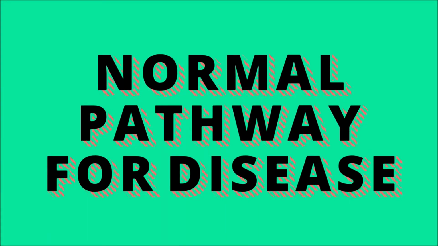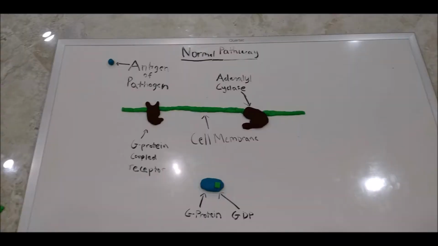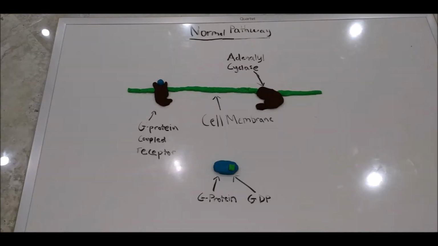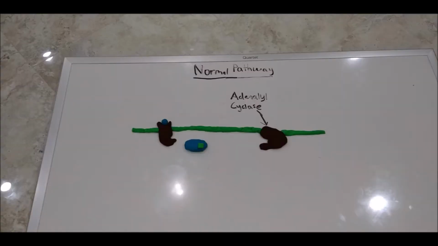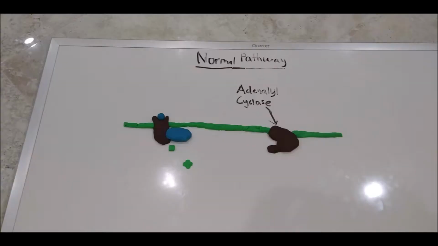We show the effects of anthrax poisoning. In the normal pathway, an antigen of a harmful bacteria binds to a G protein receptor of a white blood cell. Then, a G protein with GDP attached to it attaches to the receptor. The protein then picks up a GTP and it becomes activated.